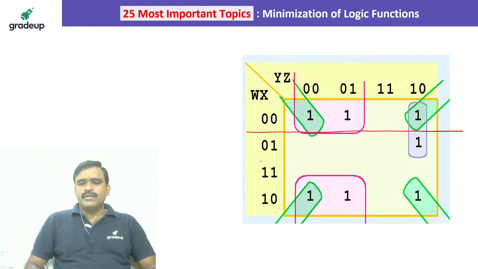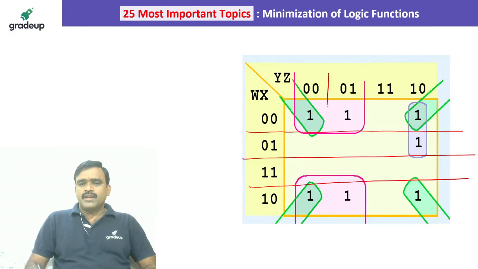This is a 4 variable KMAP. I am just dividing them.